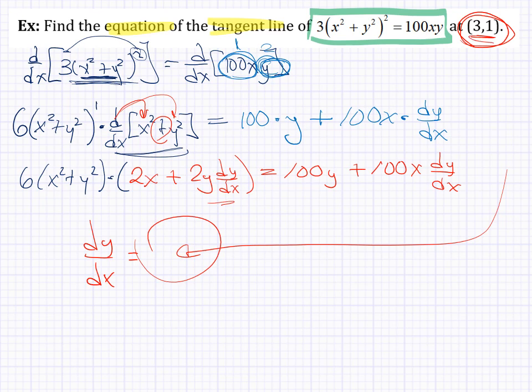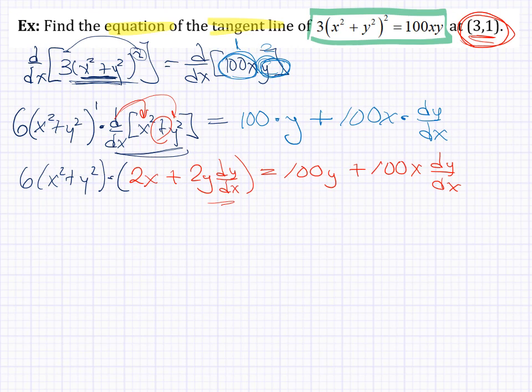However, I should also be able to plug this point in for x and y here, and then get dy dx by itself. It shouldn't make a difference whether I get dy dx by itself first, then plug the point in, or plug the point in first, and then get dy dx by itself. So it will make my life easier to actually plug the point in first.